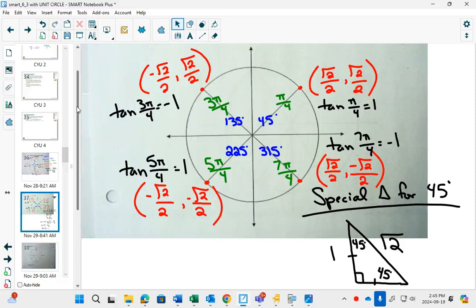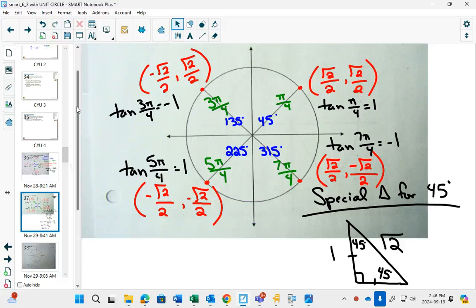Oh, should we up the level of difficulty of my questions just a little bit? Are you ready? A little bit more difficult? What if I ask you to do cos of negative 5 pi over 4? Cos of negative 5 pi over 4.